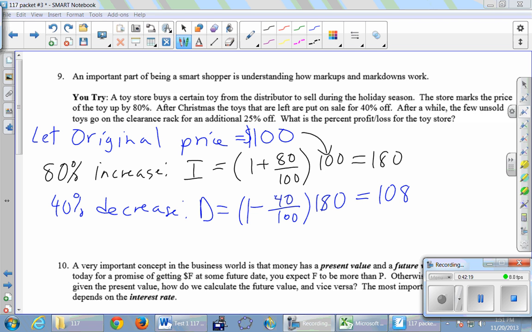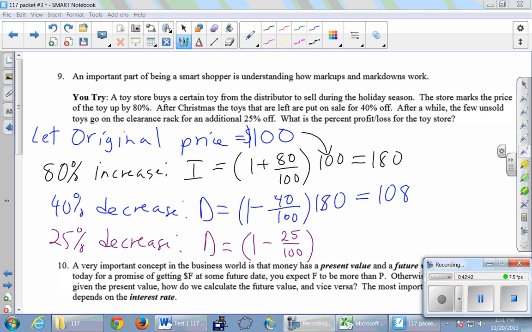Okay, what's the last thing we need to do? 25% off more, so let's do that. 25% decrease. We'll use our same D formula again. 1 minus X over 100. How much is X? It's 25. Out here goes the most recent number, which is 108 in this case.